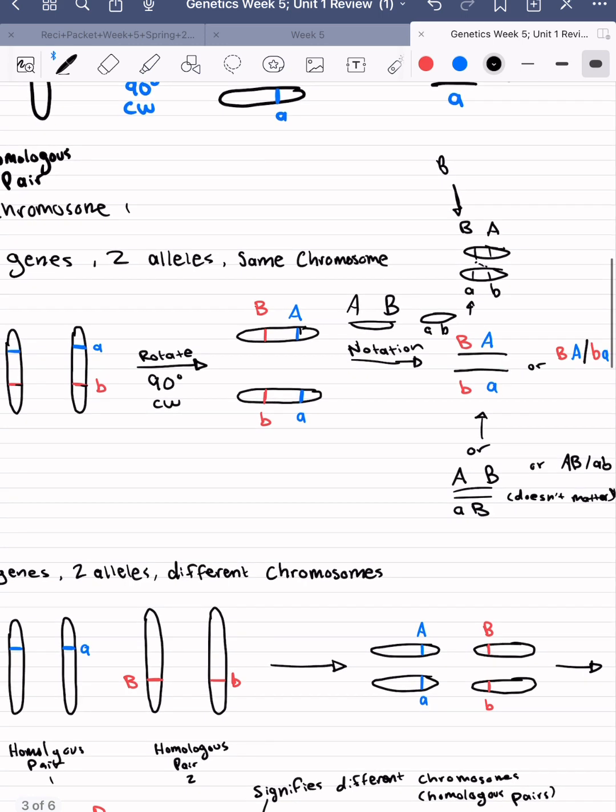So the way you would write that down is you'd simply turn these chromosomes into lines, and then you'd write down the alleles associated with it. So you'd write, for example, big B, big A, little a, and then for shorthand, you'd simply just put a dash in between them and you write it the same way.